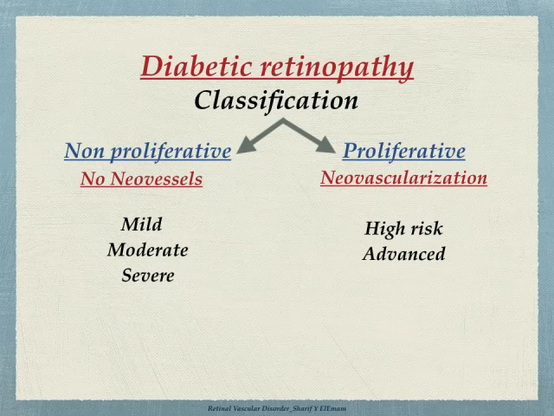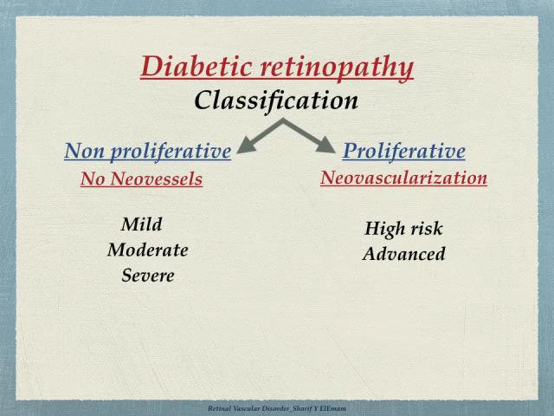Diabetic retinopathy can be classified into two main stages, either non-proliferative or proliferative, according to whether there are new vessels or there are no new vessels. So if the diabetic changes do not involve the occurrence of NVDs and NVEs, this is called non-proliferative diabetic retinopathy, and these can be further classified into mild, moderate, and severe degrees.